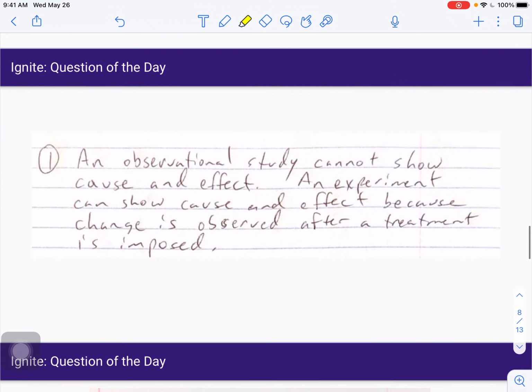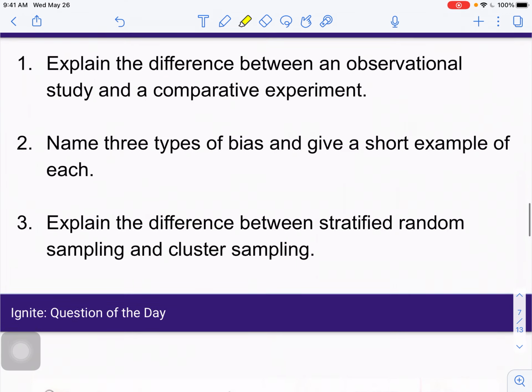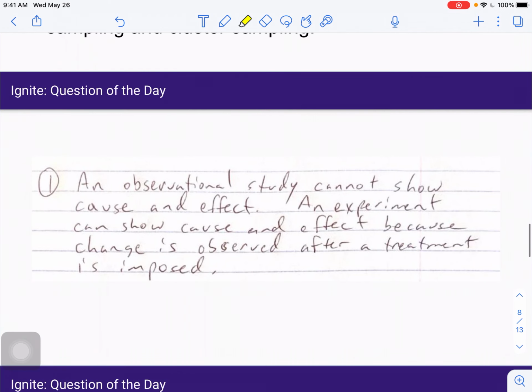All right, welcome back. Number 1, an observational study versus a comparative experiment. An observational study cannot show cause and effect. Remember, the only way to show cause and effect is with a well-designed experiment. An experiment can show cause and effect because change is observed after a treatment is imposed. So remember, in an observational study, you're just observing what's going on. You're not trying to influence the response at all.